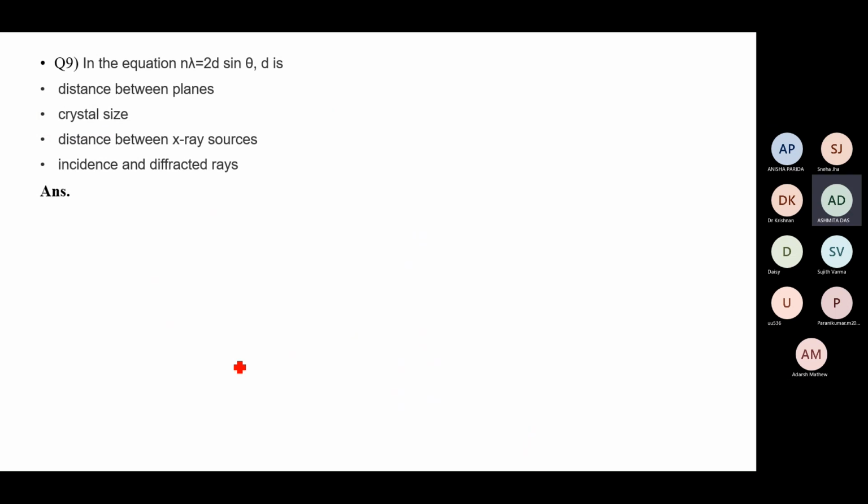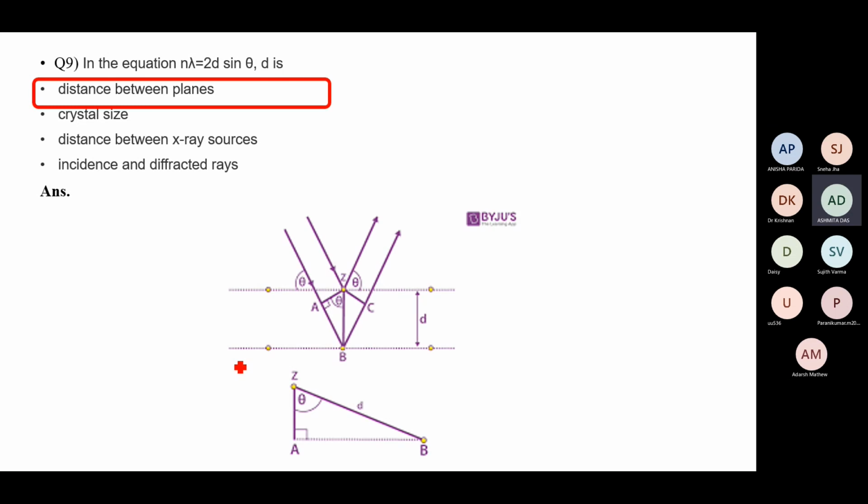So now moving to the next question. In the equation n lambda equals 2d sine theta, the d is: A, distance between planes. Okay. Anything else?